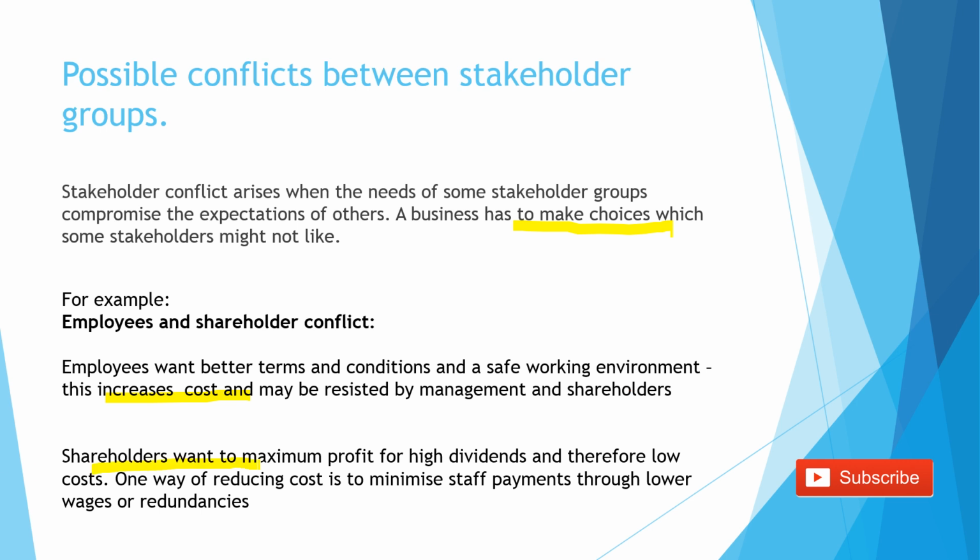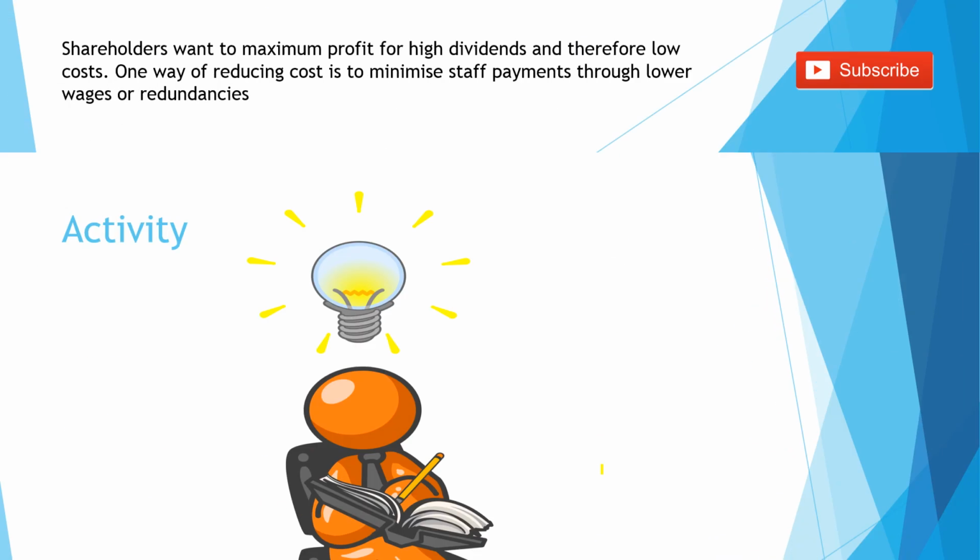Shareholders want to maximize profit for high dividends and therefore low costs. One way of reducing costs is to minimize staff payments through lower wages or redundancy, and by spending as little as possible to put the money in their own pocket.